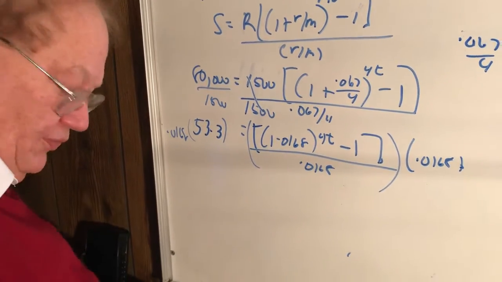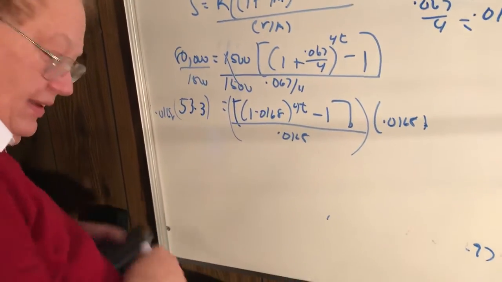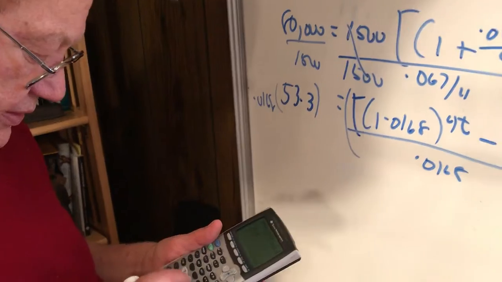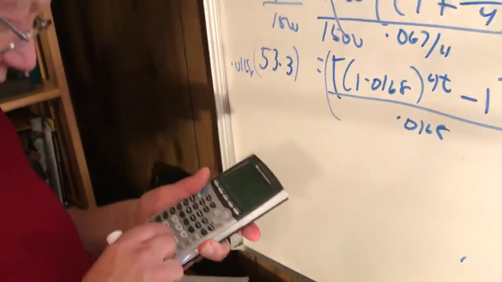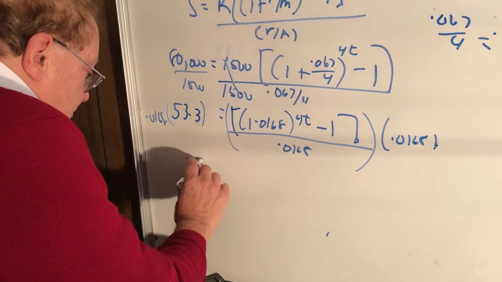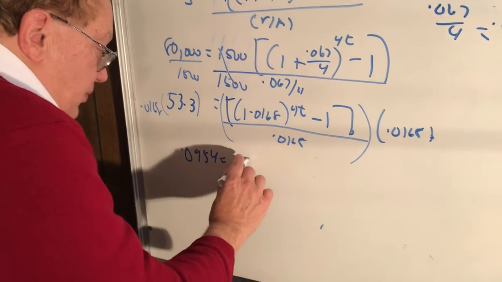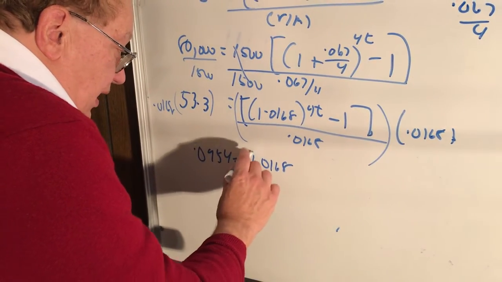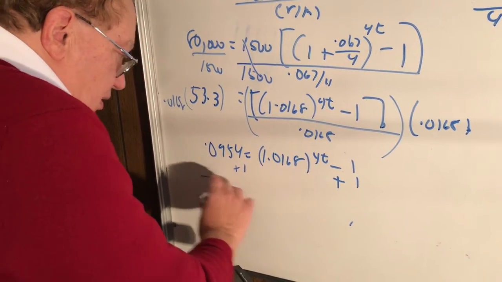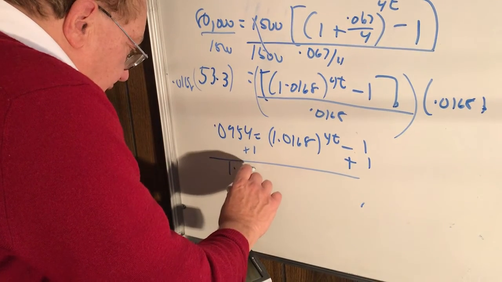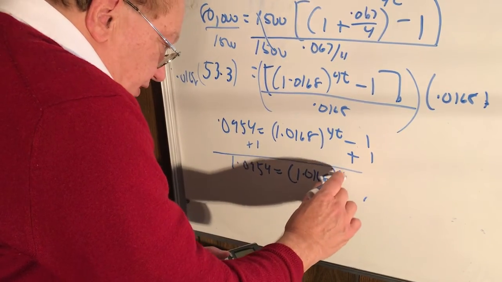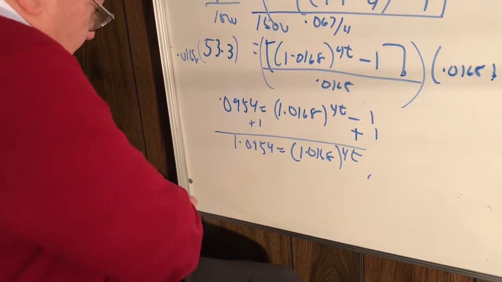I had done this a little bit different way, so I'm going to have to do that again. Okay, so 0.0168 times 53.3 is 0.0954, which equals 1.0168 raised to the 4t minus 1. Add 1 to both sides. So you get 1.0954 equals 1.0168 to the 4t. All right, now our goal is to find t.